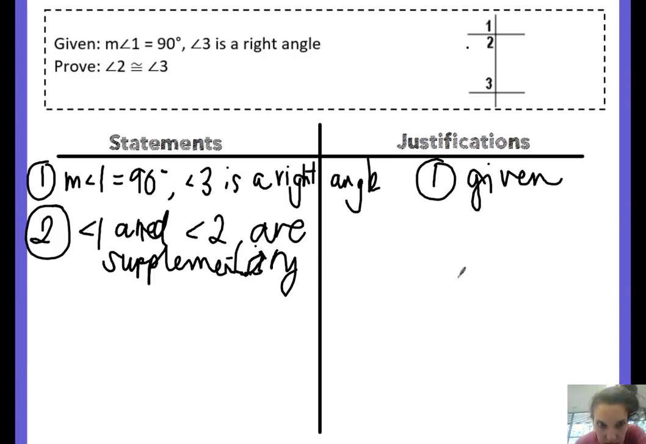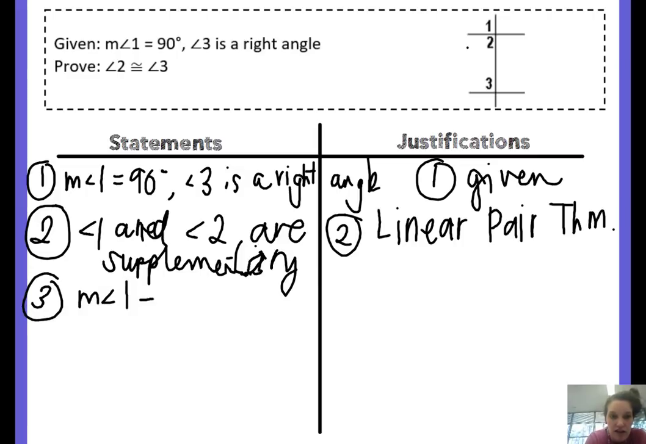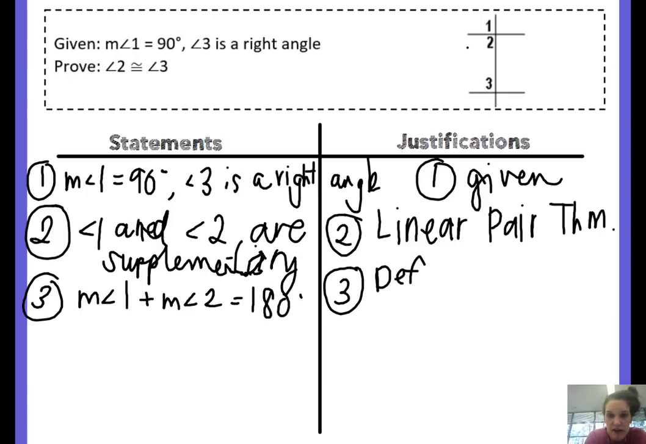Angle 1 and angle 2 are supplementary. That is the linear pair theorem. And now, if they're supplementary, I can say that they add up to 180. Their measures add up to 180. So step 3 is the measure of angle 1 plus the measure of angle 2 equals 180. That's the definition of supplementary angles.